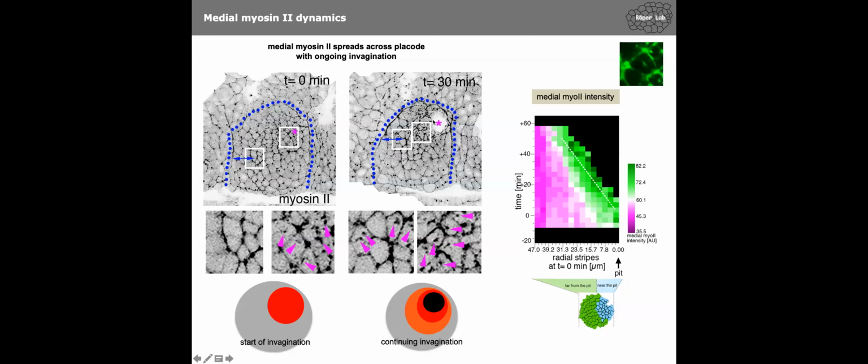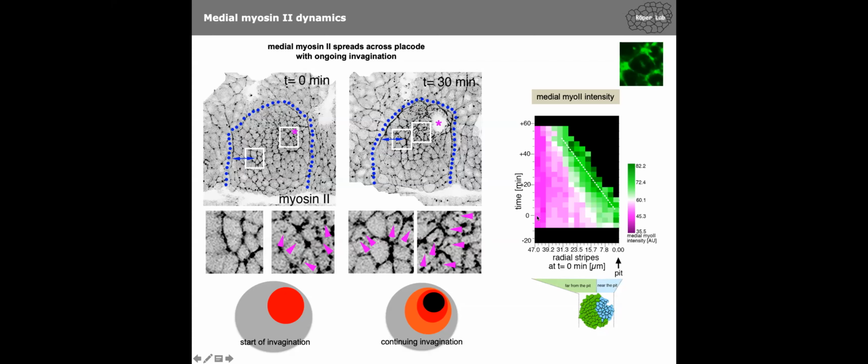But now with time and with Fork head and Huckebein expression spreading out across the placode and FOG increasing in these cells, we now see more apical medial myosin always ahead of this invagination point. So here now you can see the hole through which some of the cells have already invaginated into the embryo. And even further away from the invagination point, we now start to see the appearance of small clusters of medial myosin.